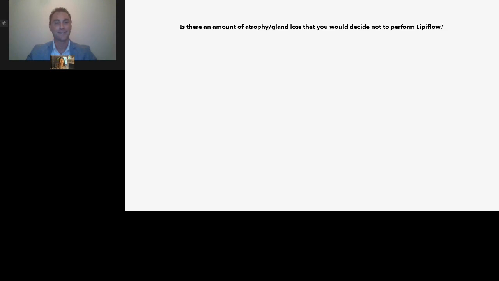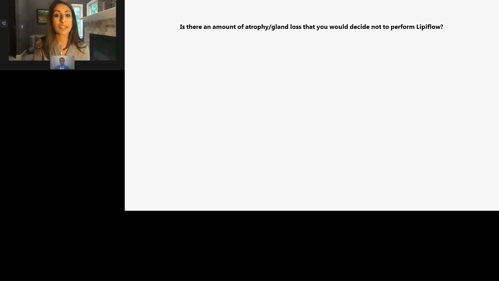Okay, so our first question, is there an amount of atrophy or gland loss that you would decide not to perform LipiFlow? I think that's such a great question. So if a patient has 80 or 90% gland atrophy, I really think people can fall into two camps. You can either choose to do nothing, or you can try to preserve the 20% that are still there. So I fall into the camp of trying to preserve the 20% that are still there.